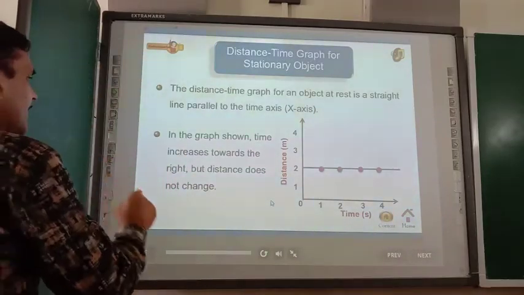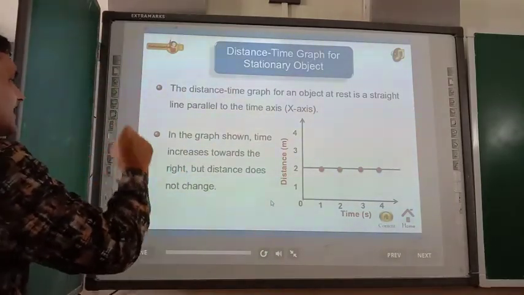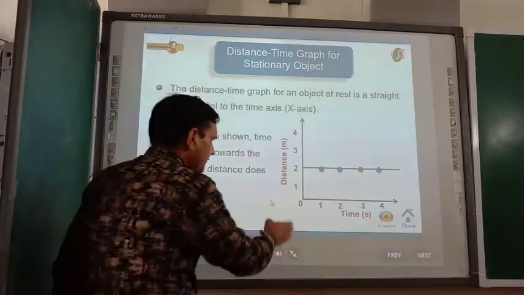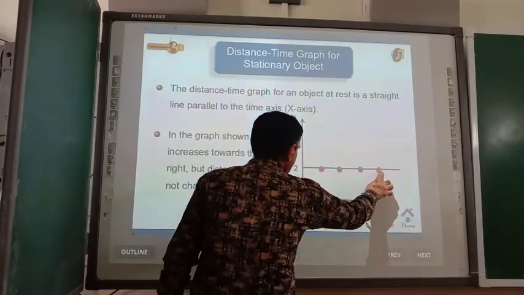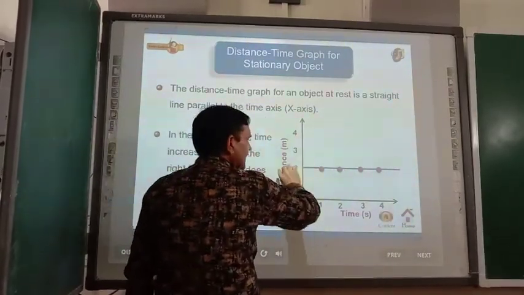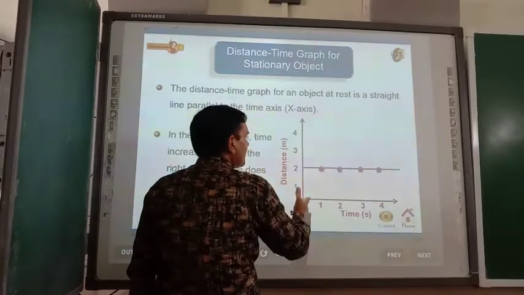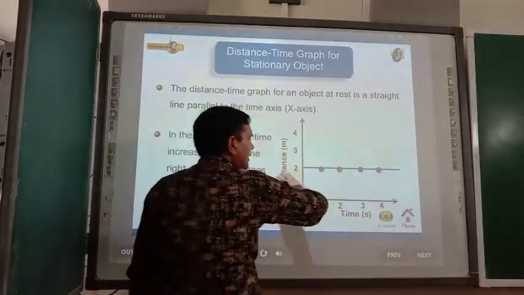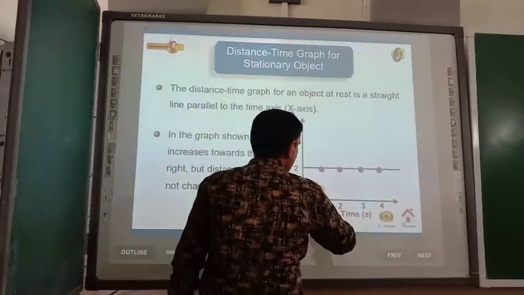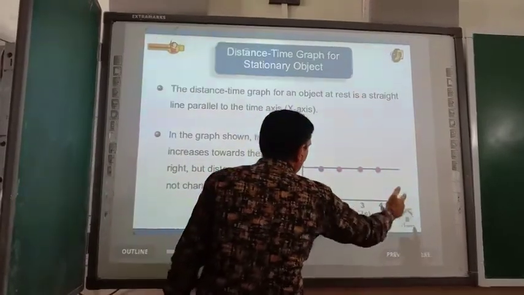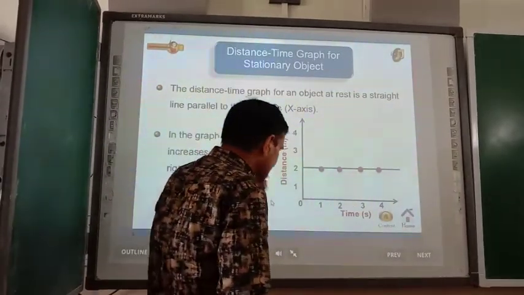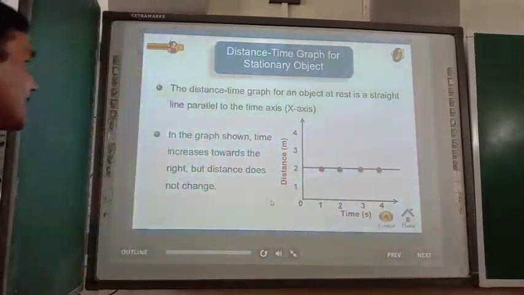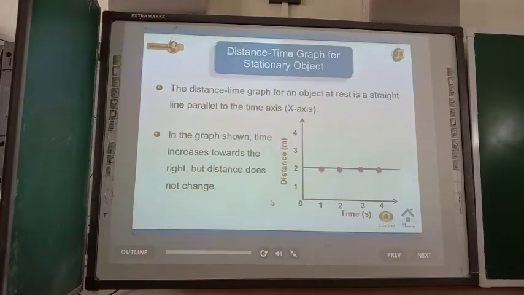Next, in the graph shown, time increases toward the right, but distance does not change. Just try to understand. See this line: time is increasing, but the position of the object, the distance, is not increasing. The distance is almost the same, this is 1, this is 2, this is 3, this is 4. Only time is increasing. So this is the meaning of the distance time graph for a stationary object.